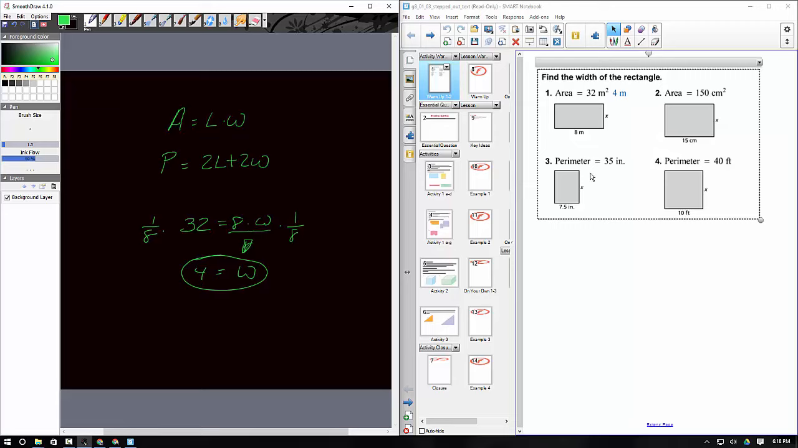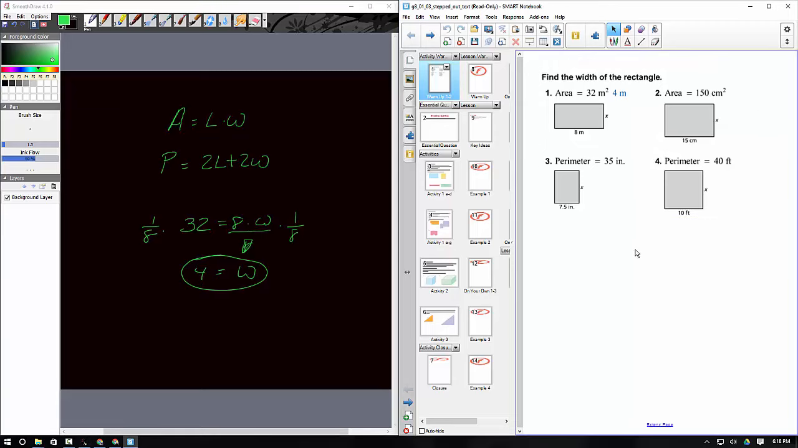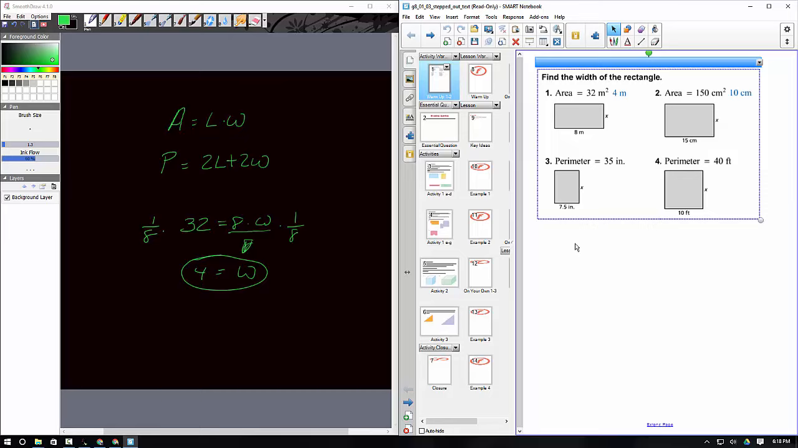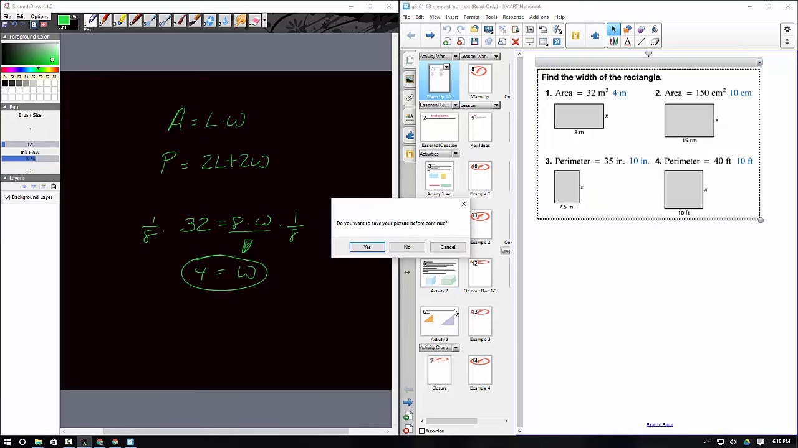So pause for a moment, try to solve these right here. This is 10. This one is 10, and this one here is 10 as well. I just want to show you real quickly number 3. So I'm just going to go over here and go to new.